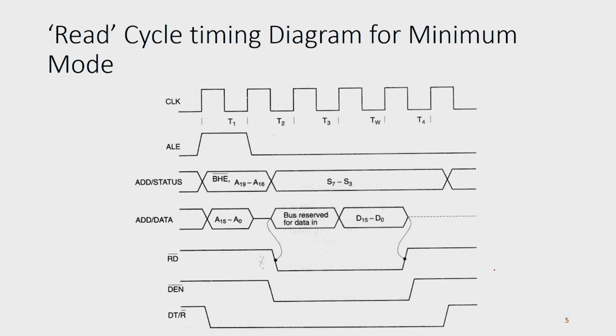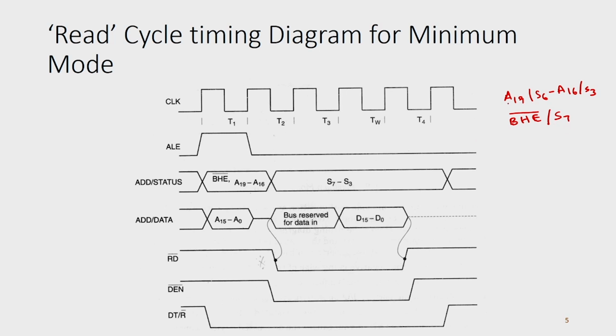Similarly, there are 2 more signals called bus high enable and S7. As I have told, the status signals S6 to S3 are multiplexed with A19 to A16. Similarly, there is one more status signal, S7, which is multiplexed with the bus high enable signal. I will come to the function of this bus high enable. So, BHE bar is multiplexed with S7.